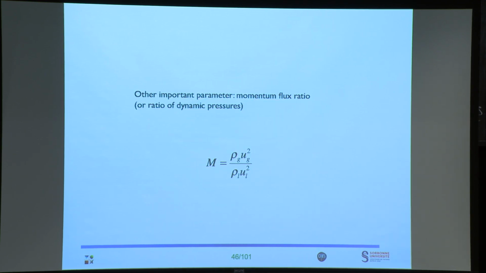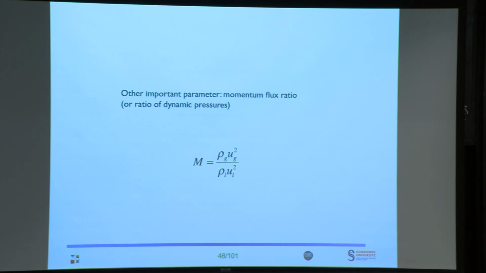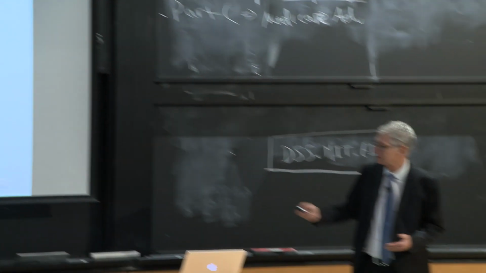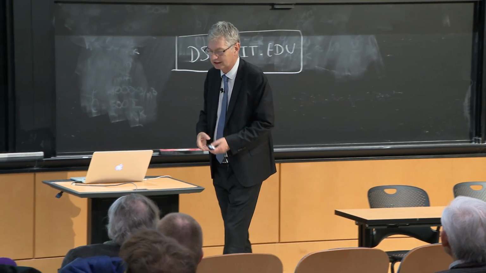Okay, so this has many parameters: Reynolds numbers, Weber numbers, density ratios, viscosity ratios. But the most important parameter is this momentum ratio m. Why is this the most important parameter? Because this is basically the ratio of dynamic pressures, and it doesn't depend on viscosity or surface tension. On the large scale, at very large Reynolds numbers, you expect this to be the main parameter that describes what happens.